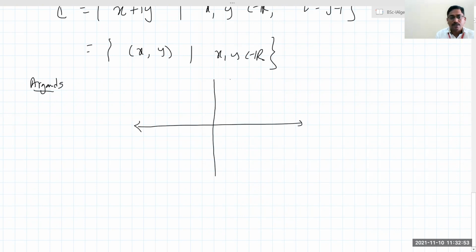That is, one is the x-axis, the other is the y-axis. So here the x-axis is called the real axis. The real part is represented on this axis, real number or real part. And this y is called the imaginary axis. Suppose x comma y, that is x plus iy. So this number is x.